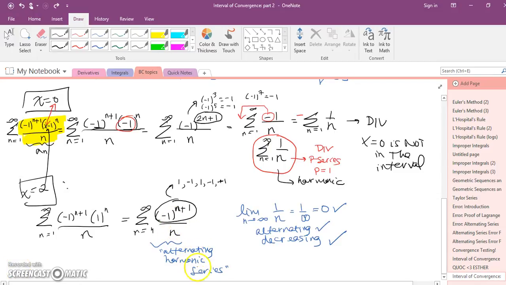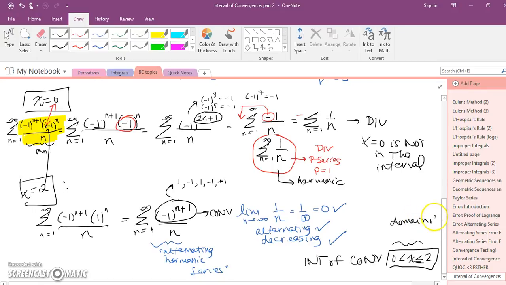All right, so anyway, alternating harmonic series. If I do the alternating series test here, the limit as n goes to infinity of the absolute value of the terms goes to 0. It's alternating, it's decreasing. Therefore, I can say it converges by the alternating series test. So therefore, my final interval of convergence, my rough draft was this. My final version is this. I'm going to put an equal bar here because at 2, it converges. So I include it. This can also be called the domain of the series. I remember the radius of convergence was 1.